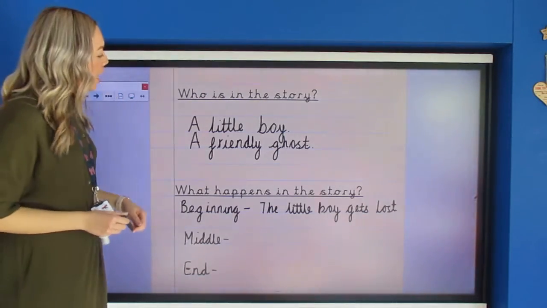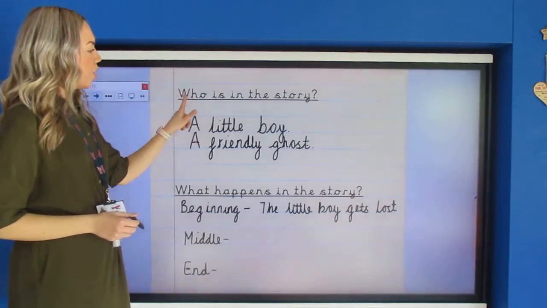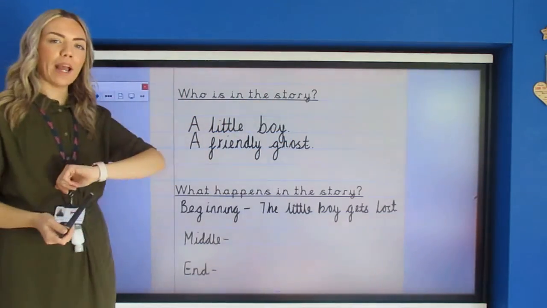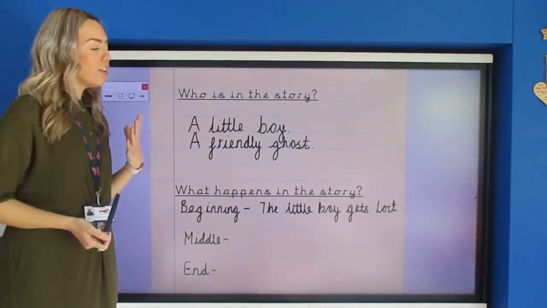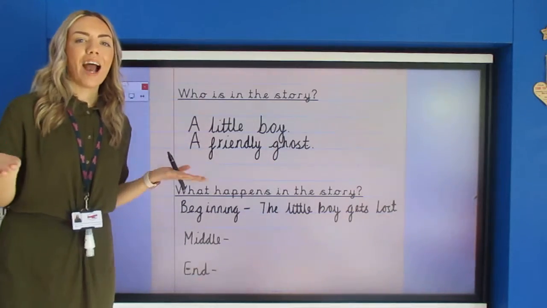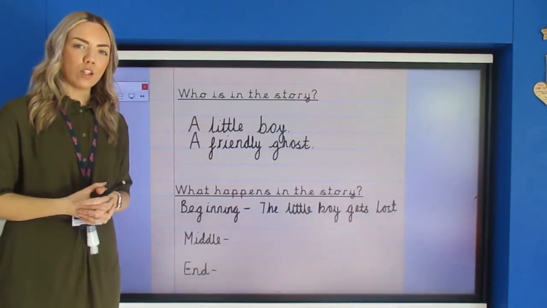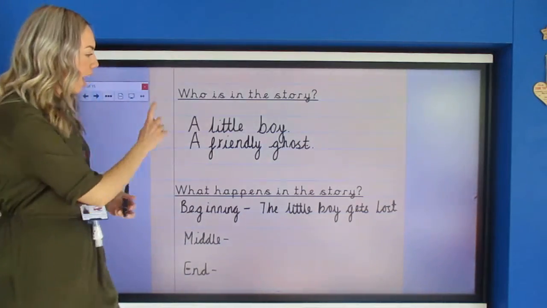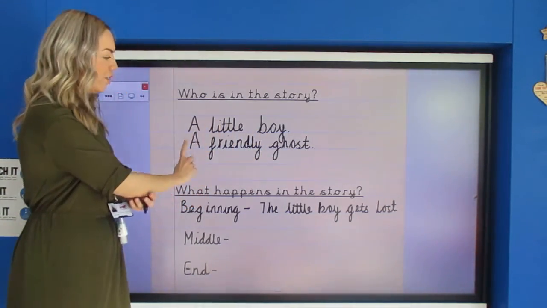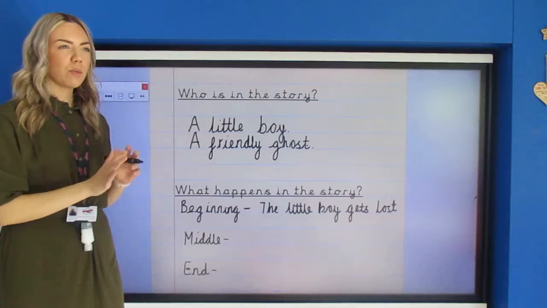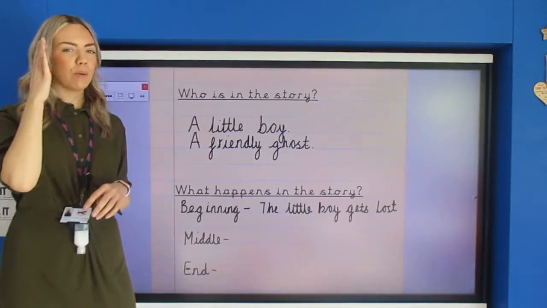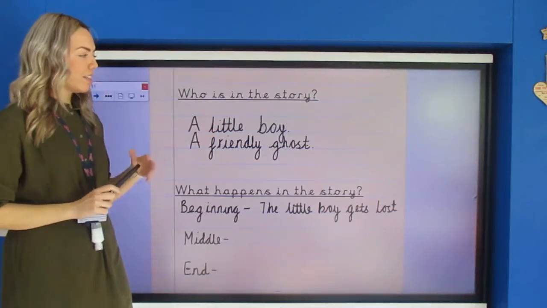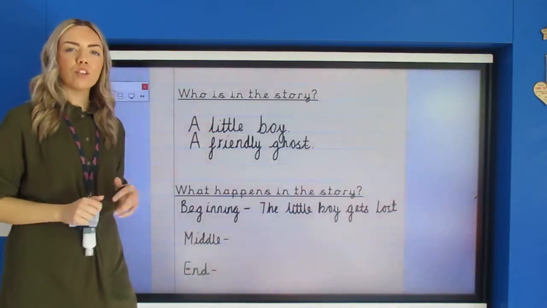to write. And our first question is, who is in the story? So I would like you to write that question on your paper first. And then you're going to think about what characters you would like in your story. Now, Miss James has chosen a little boy and a friendly ghost. Those are my 2 characters that I've thought about in my story.